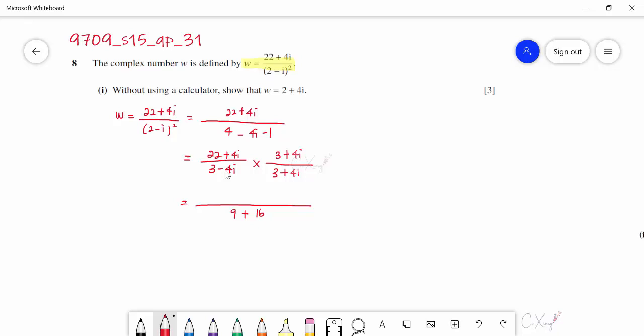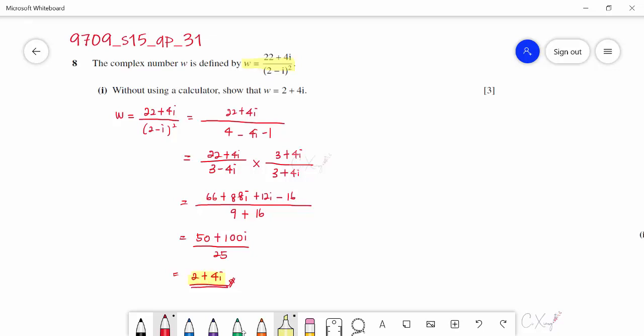So for the values on top, you have 66 plus 88i, plus 12i minus 16. Simplify further, you have 50 plus 100i divided by 25. And of course, you can further simplify to become 2 plus 4i. And this is the answer that they want us to prove.